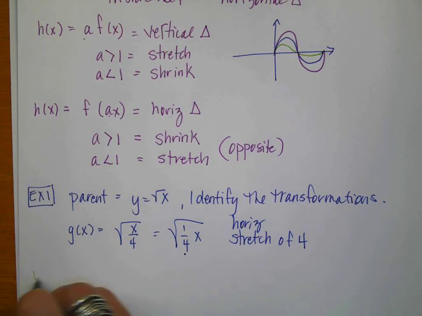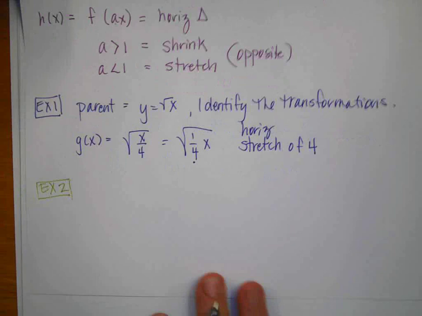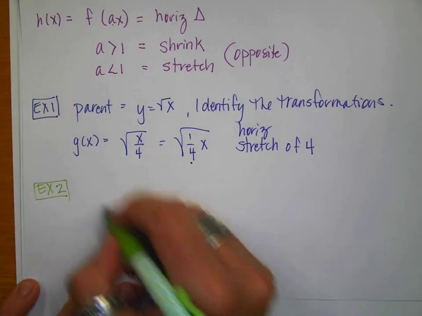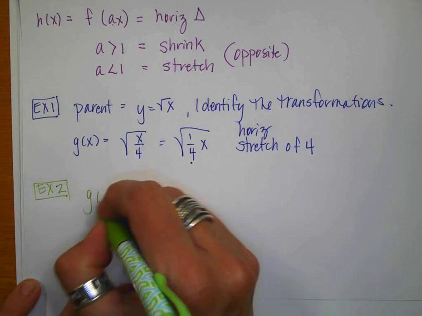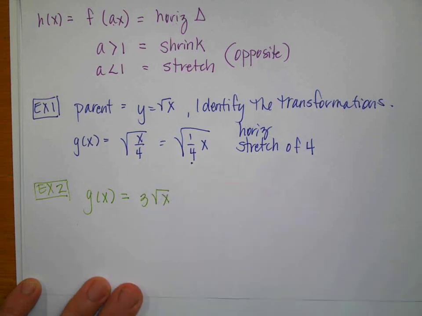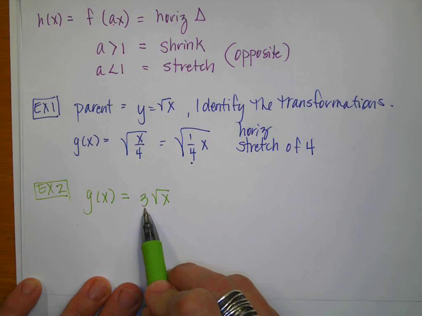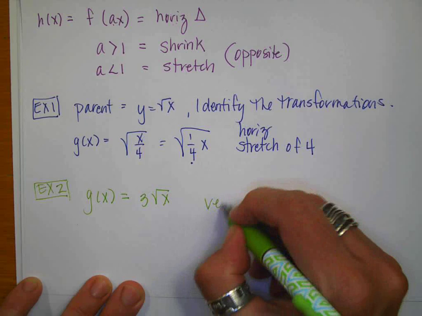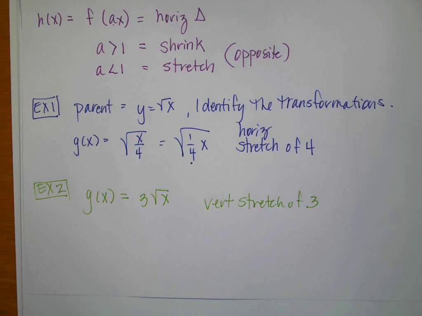Okay, example 2, we just bust through these pretty quick, and we're going to keep using the same parent function, and we're just going to continue to change it a little bit. So what if I have g of x is equal to 3 times the square root of x? So again, a parent function is this. This is outside the function, so this is a vertical change. So this is a vertical stretch of 3. Alrighty.